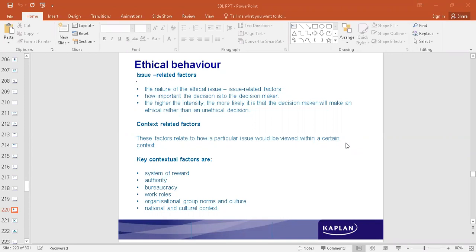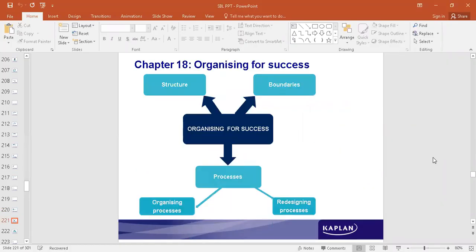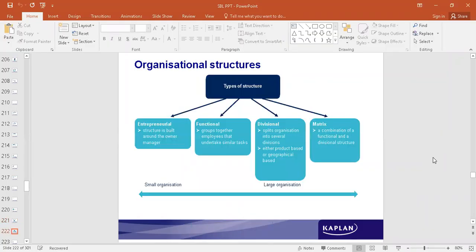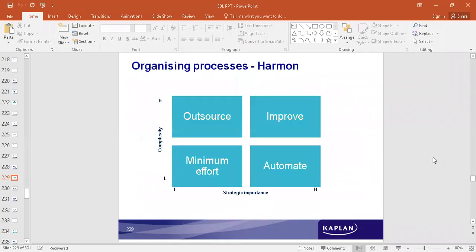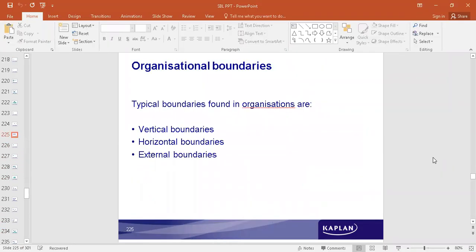Ethical behavior. All this would be about business ethics: what kind of behavior should they have, should they follow? That was about ethical behavior. We started with organizing for success, but we did not finish the organization structure. We have finished it only till business process and have to continue with that.